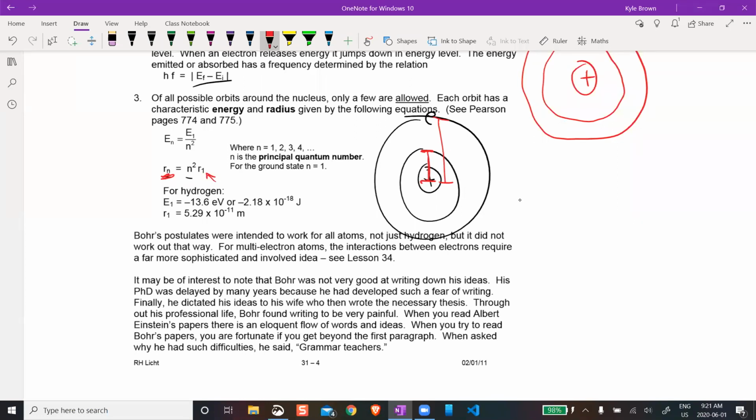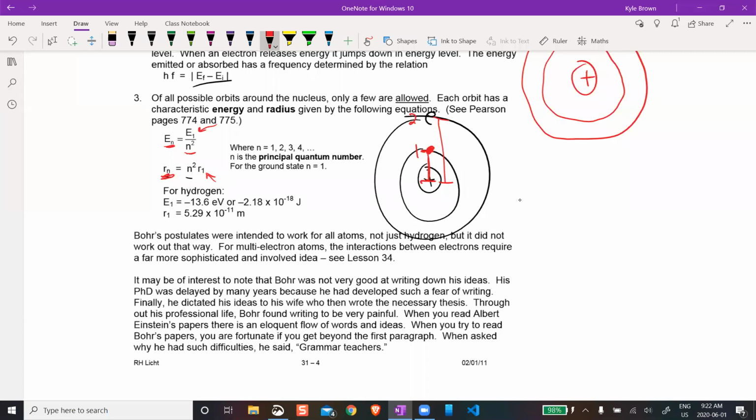Sorry, maybe I didn't explain that well in the other one. Same type of thing going on in this one, where the energy at any given level, so level 1, level 2, etc., is going to be equal to the energy at the ground state, which is the energy it has when it's just sitting there, divided by the square of whatever energy level you're talking about.